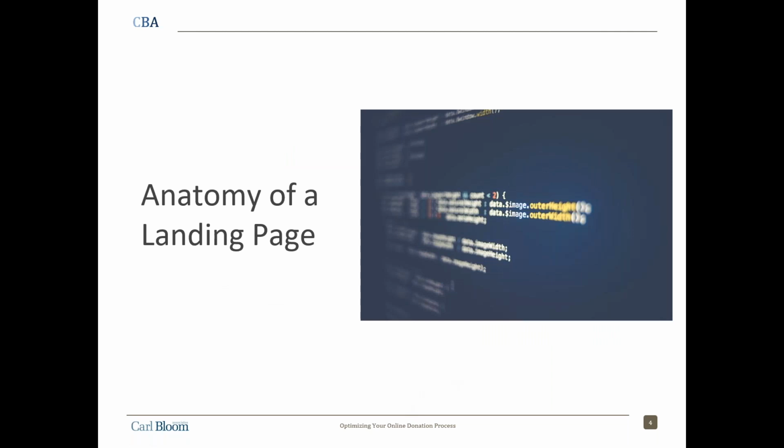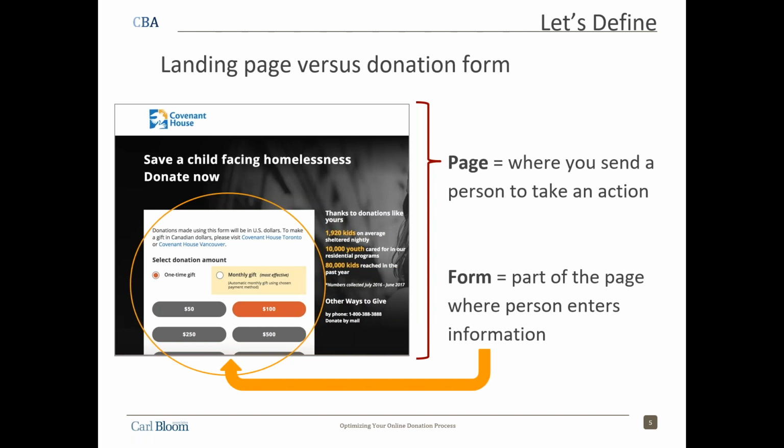And for those reasons, let's spend some time talking about the anatomy of a landing page. So let's define our terms so that we're all on the same page. What is a landing page versus what is a donation form? A landing page is where you send a person to take an action or where you send your donor to make a gift. Is your form a part of the page where the person actually goes and lands, or the part of the page where they actually enter their donation information, their credit card information, they select their gift size, that kind of thing? These are two different things. So we'll discuss the importance of making sure both are optimized.